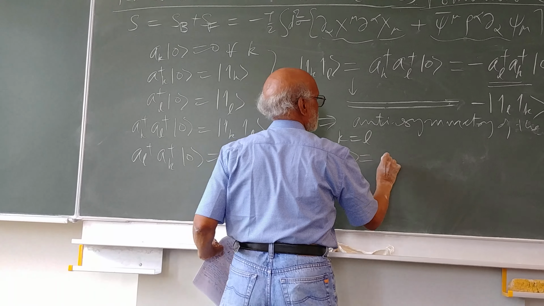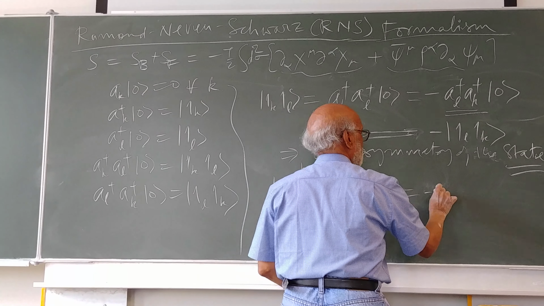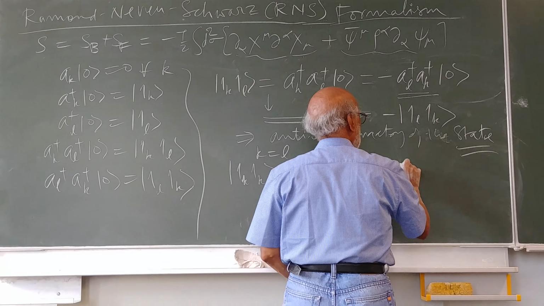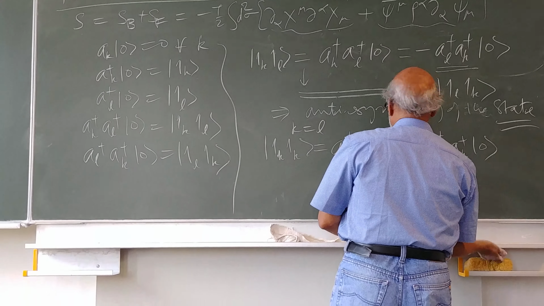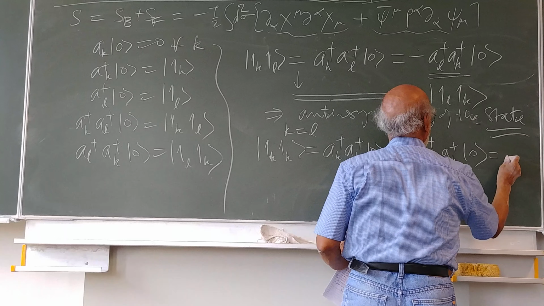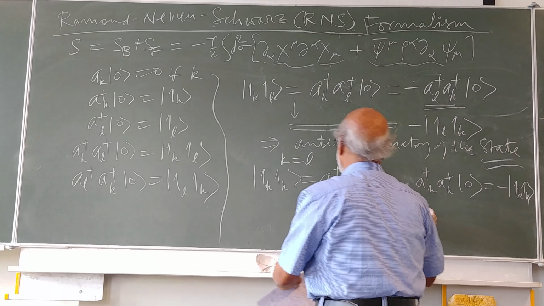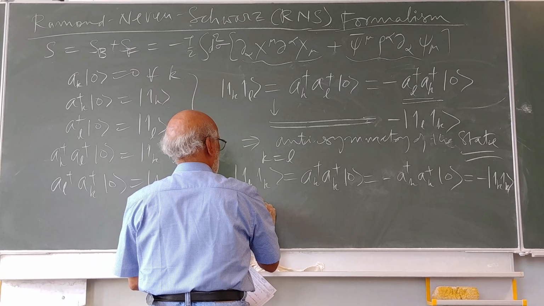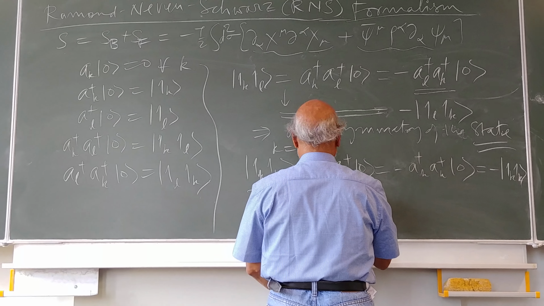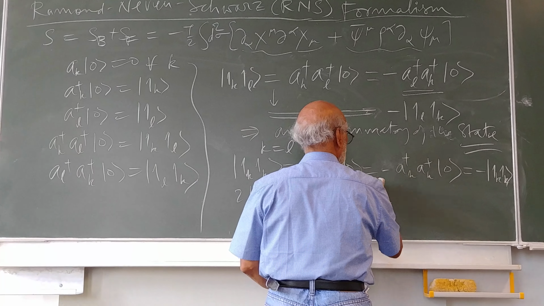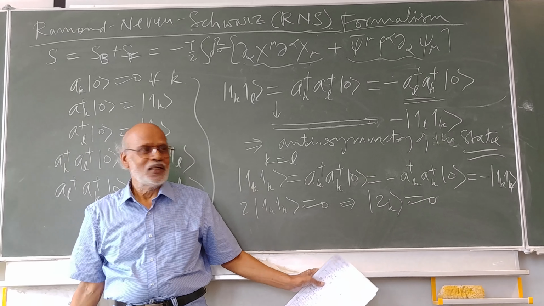1_k,1_k is a_k dagger a_k dagger on the vacuum, which is minus a_k dagger a_k dagger on the vacuum. You bring it to one side, and this is putting two particles of the same type k, that gives you 0.